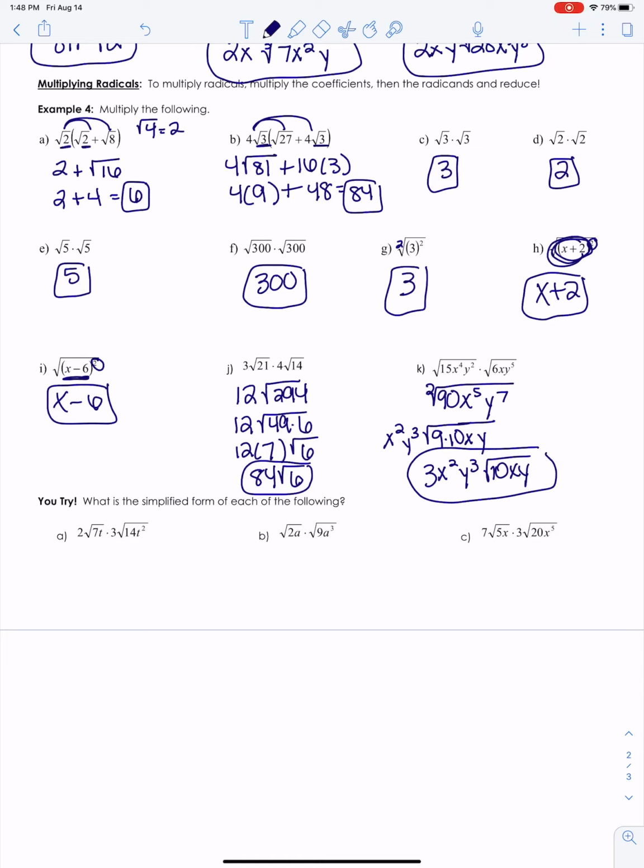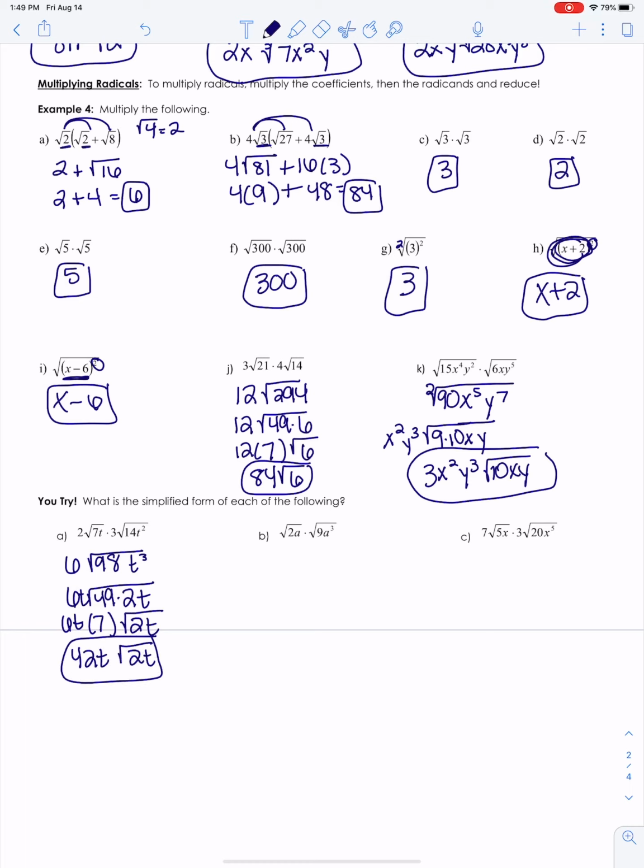So on A, multiply 2 times 3 is 6. And then 7 times 14 is going to give you 98. And we'll get t to the 3rd. So a perfect square that goes into 98 is 49 because we've got to reduce it. 2 goes into 3 one time with 1 left over. So then I've got 6t, 49, the square root of 49 is 7. And then that 2t is on the inside. And then I just need to multiply 6 times 7 is 42. So I have 42t square root of 2t.